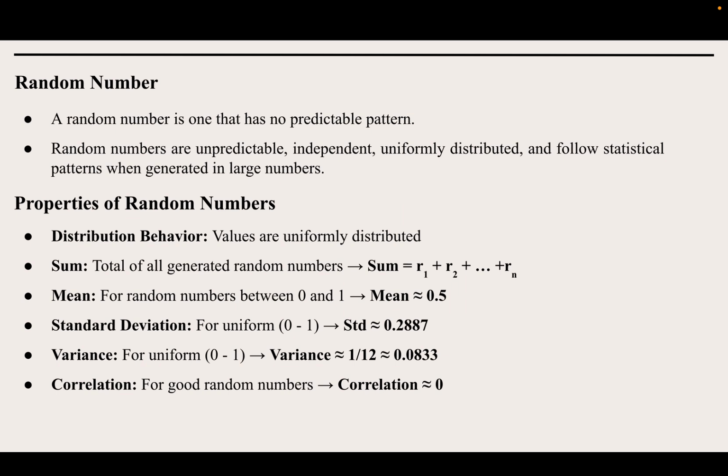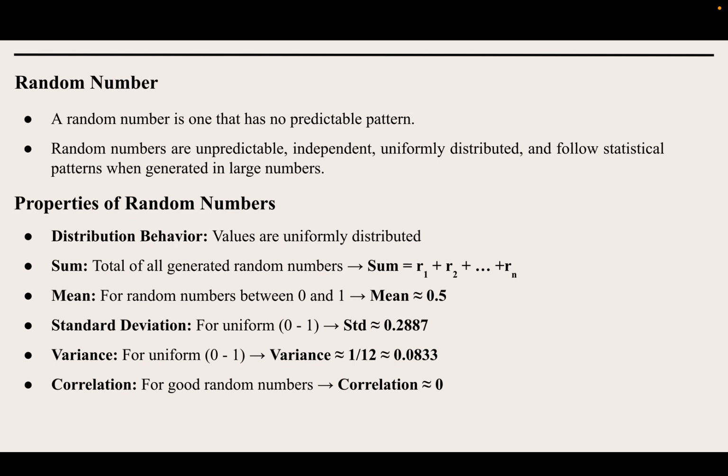Also, we can take the sum of all the generated random numbers, and we can predict the mean value of all those random numbers. If the random numbers are generated between 0 and 1, the mean value will always lie near 0.5. And also the standard deviation, which will tell us how much the random numbers are spread over that space, will be nearly 0.2887.